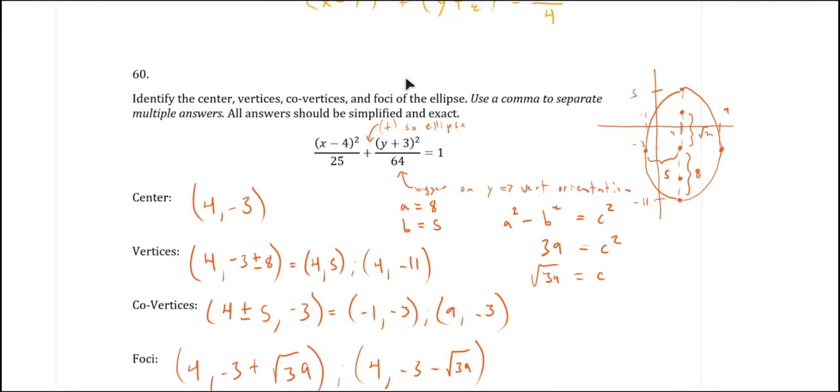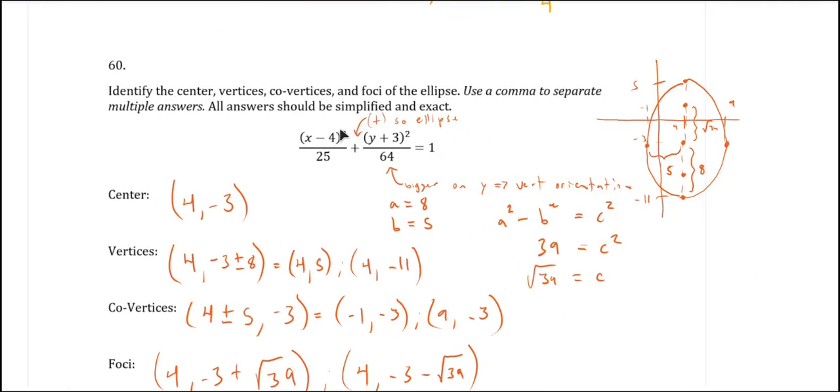Question 60 is also going to be about ellipses. So we can see that we have a sum of these two squared x's and y's equal to 1. This is going to tell us it's an ellipse because this middle bit is positive. And we have a center. It's at 4, negative 3. We can see its orientation, right? For ellipses, a has to be the bigger one. So that's going to be a here. It tells us that a is 8 and b is 5.